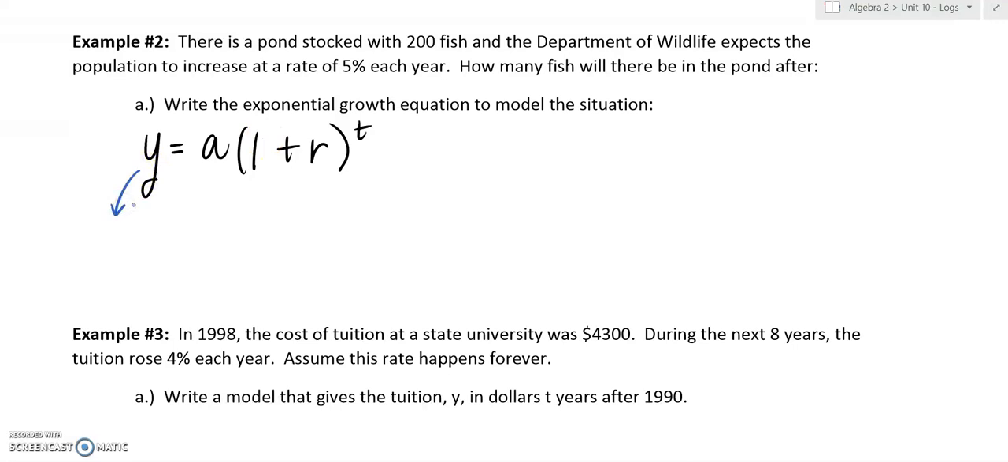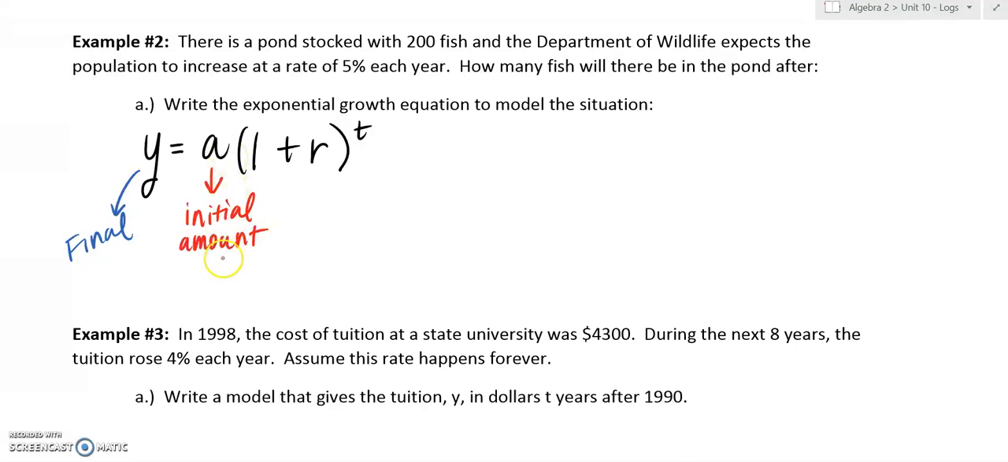Let me give you the pieces. The y is like your final answer, or your solution. I'm going to write final. A is what we call our initial amount.